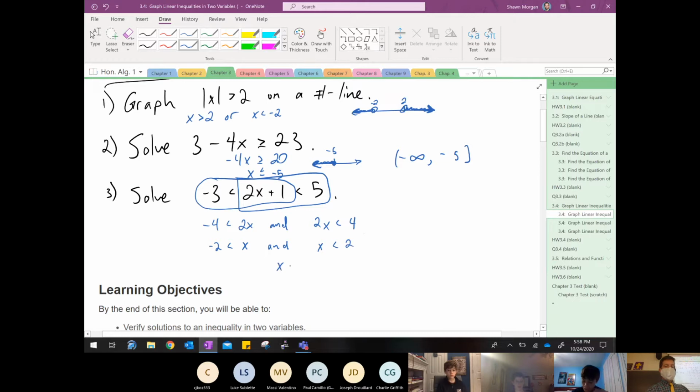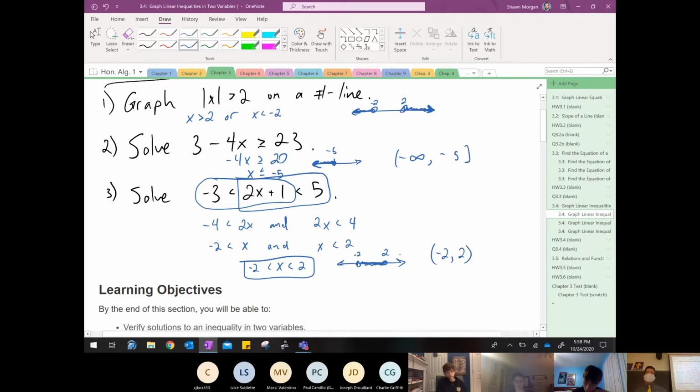And therefore, we could put them together. And x is between -2 and +2. Again, if we wanted to graph that out on a number line, open mark on both of those, and we're going to shade between. In interval notation, that's -2, comma 2.